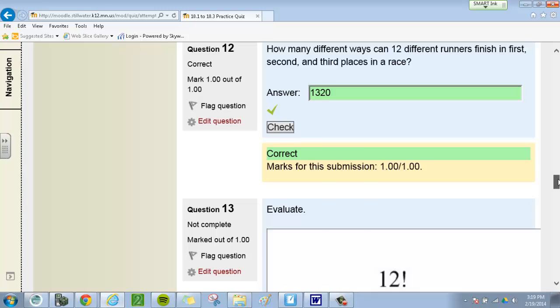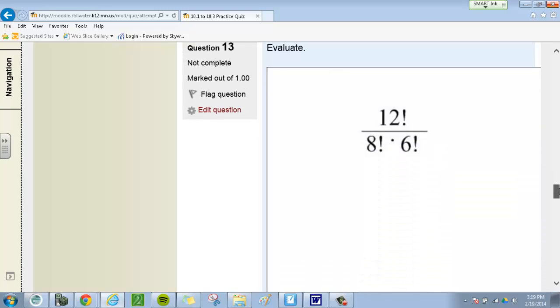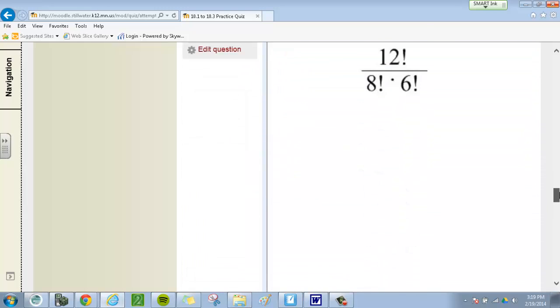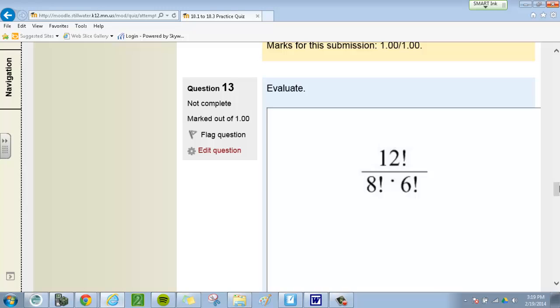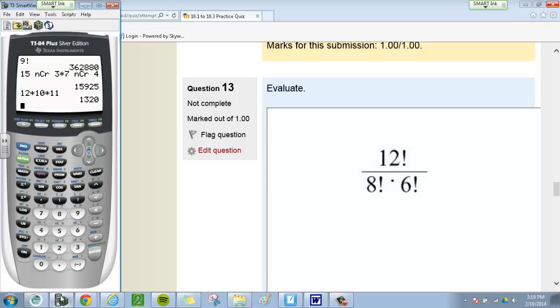Got it. Okay, moving on. Evaluate this. Okay, calculator problem. We're just going to evaluate. So we have 12 factorial, and I know a lot of people are going to get this one wrong. I'll show you why. You're going to divide it by 8 factorial times 6 factorial.